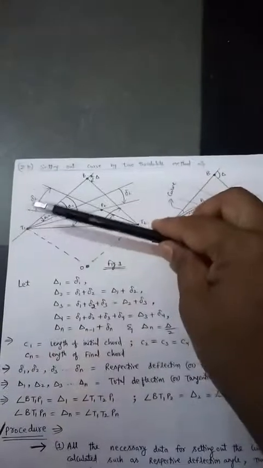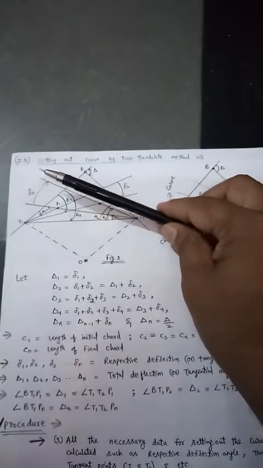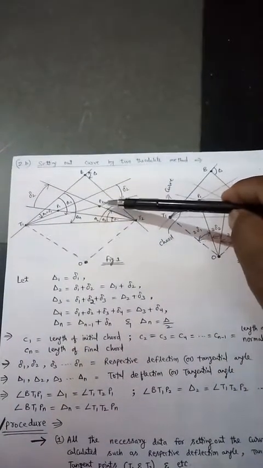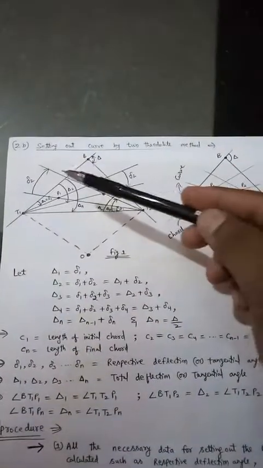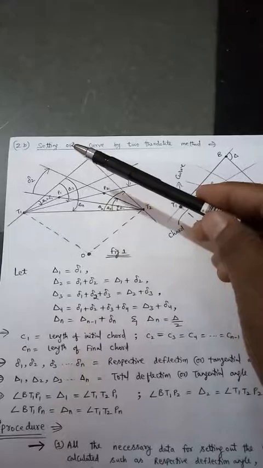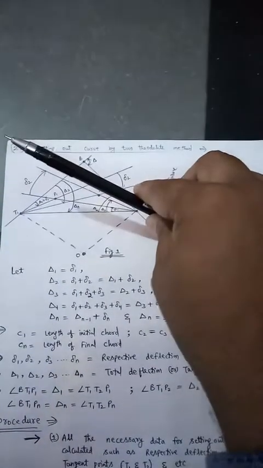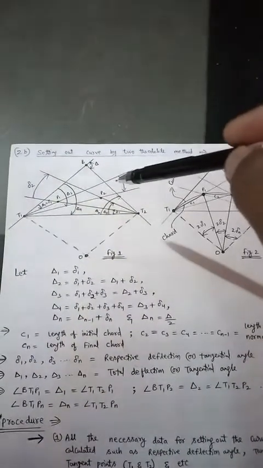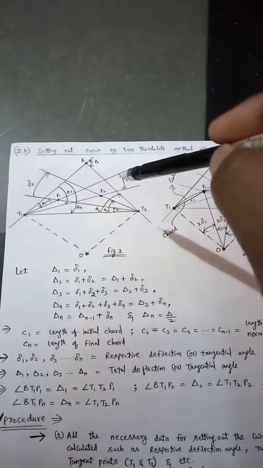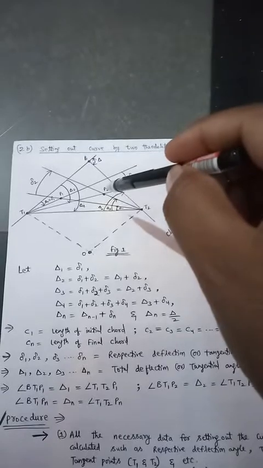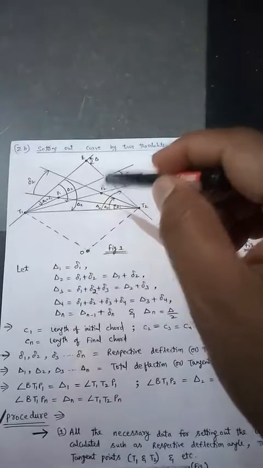The next deflection angle delta 2 is set on vernier A of both instruments. Again the point P2 is found where the lines of sight of both instruments intersect. So this is the line of sight of this instrument and this is the line of sight of this instrument, meeting at this intersection point. This point is known as P2. So P2 is the next point of the curve.